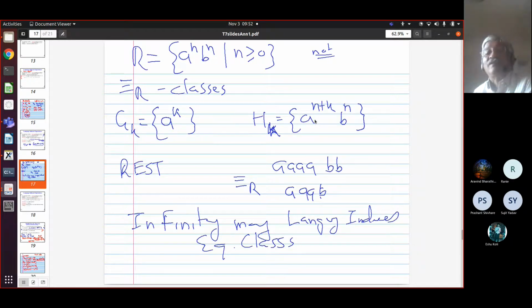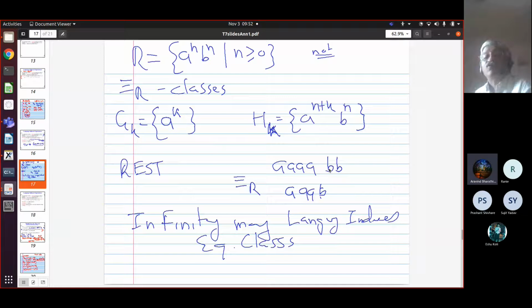There are also classes like this, a raised to n plus k and b raised to n. So we'll give you a class, which is called HK. So if you got a word AAABB and AAAB, can you write down here? AAABB and AAAB are congruent. Why is that? Because somehow the difference in number of A's and B's is 2, right?